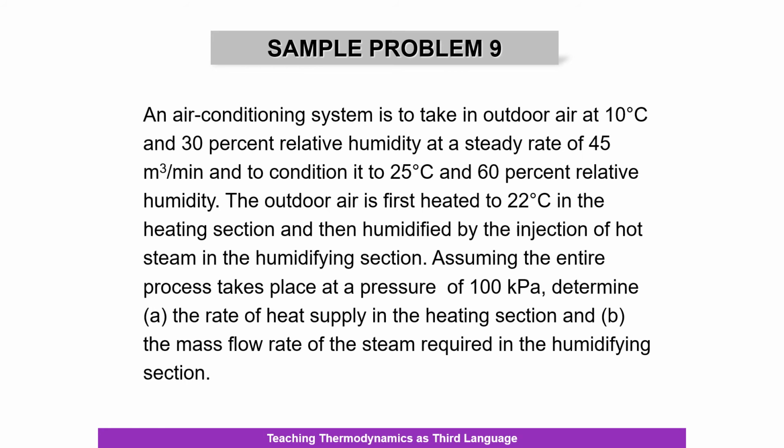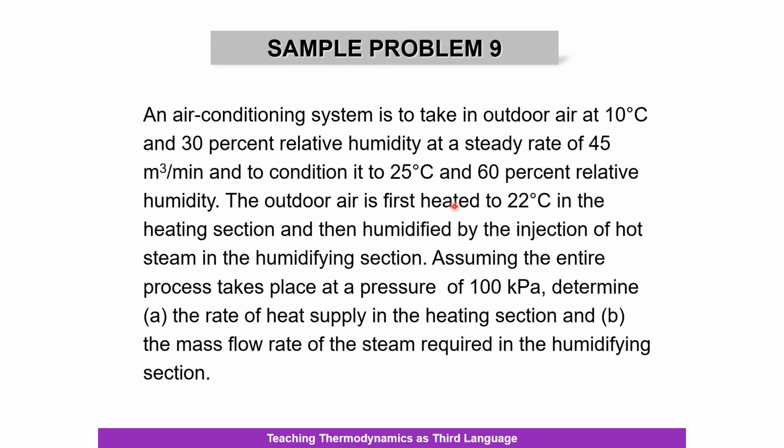Now let's look at this problem. For this problem, we have an air conditioning system to take in outdoor air at 10 degrees Celsius and 30% relative humidity at a steady rate of 45 meter cube per minute. Please bear in mind the units here. It's meter cube per minute. You might need to change this to meter cube per second. And to condition it from 10 degrees C to 25 degrees C and 60% relative humidity. So how are you going to change 30% relative humidity to 60% relative humidity? You've got to add in some moisture. We will see that in a while.